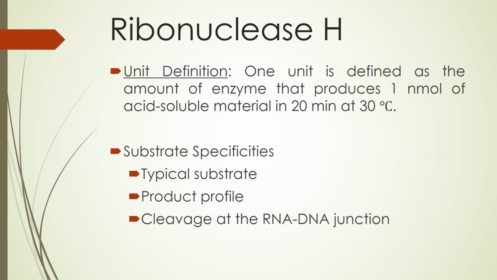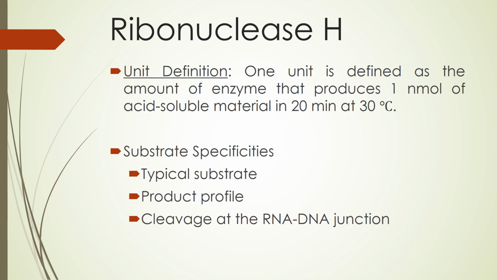Now it directly comes to the substrate specificity. The typical substrate for this enzyme is the RNA moiety in DNA-RNA hybrids, which it specifically degrades. That means it always degrades the RNA from the hybrids. The products of this enzyme's digestion are 5' phosphate oligonucleotides of 2 to 9 nucleotides in length. It chops up the RNA into 2 to 9 nucleotides.